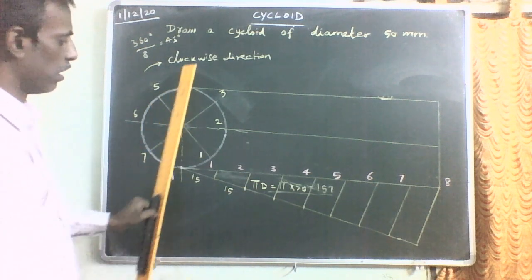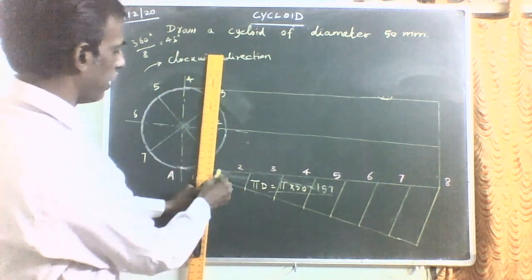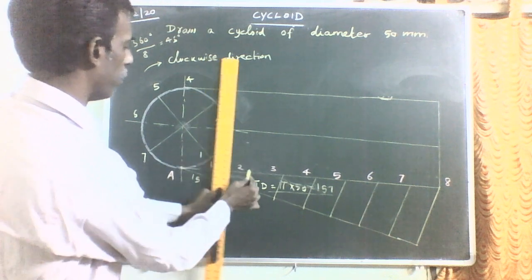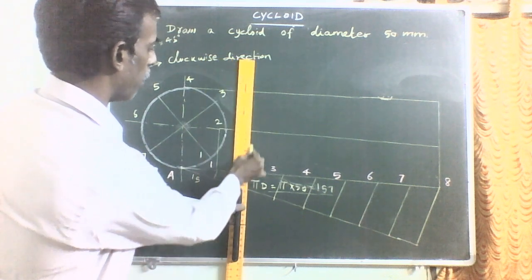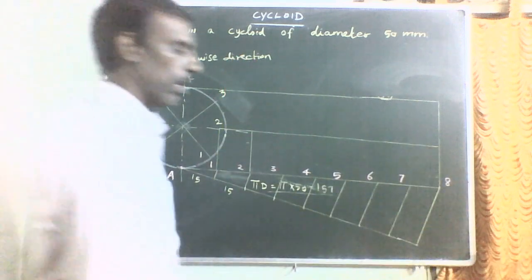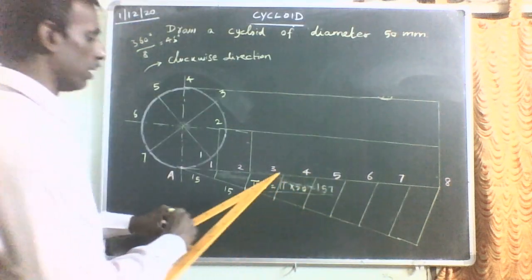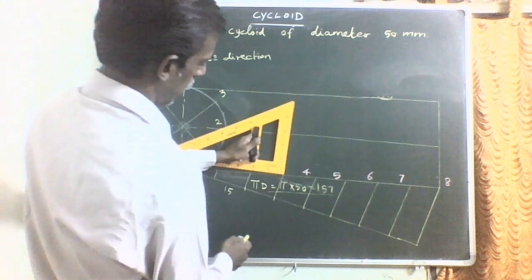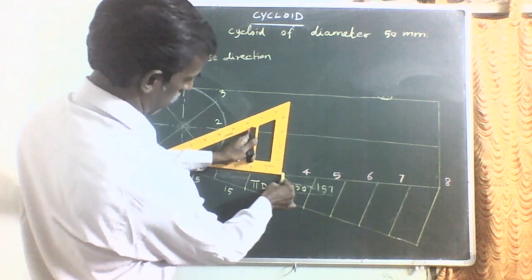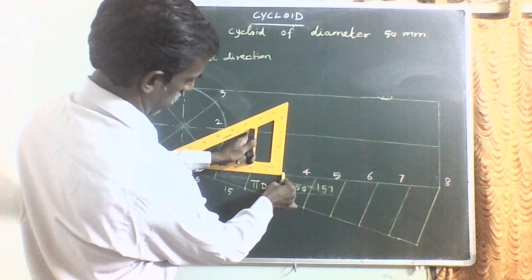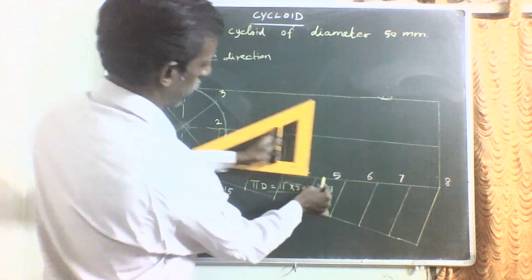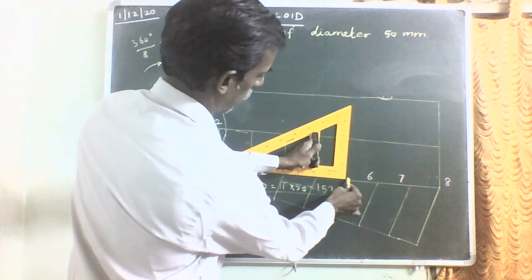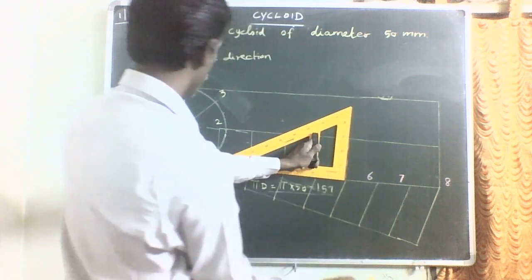Now what you have to do is, through each and every division point of the baseline, you have to draw a number of vertical lines. So you can use the set square. Keep the set square scale over this point. Using that you can draw the number of perpendicular lines. Keep the set square over the baseline.